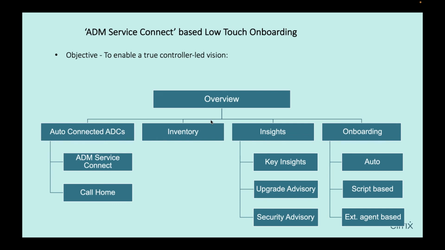We actually send a product-led email where we give you an overview of all these insights and all this information. If you're interested, you can get your ADCs onboarded to ADM service, for which we give you 3 methods of onboarding. The easiest of them is auto onboarding. With a single click, you can onboard ADC instances that have been connected to ADM Service Connect and are on a build that qualifies for auto onboarding. With just one click, you can get all those ADCs onboarded to ADM service.